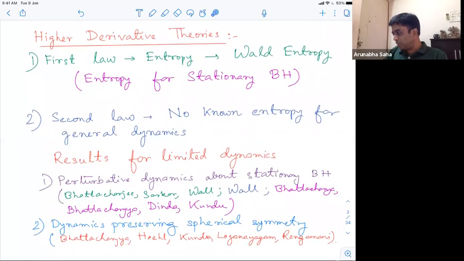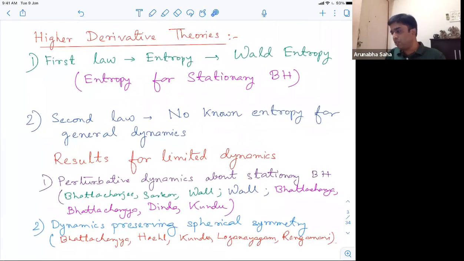Now the story is a bit different for higher derivative theories. There is an object which satisfies the first law, which you can call entropy. This is obtained by calculating something called the Wald entropy formula, and this calculates the entropy of stationary black holes. But there is a problem with the second law: there is no known candidate entropy for general dynamical situations.